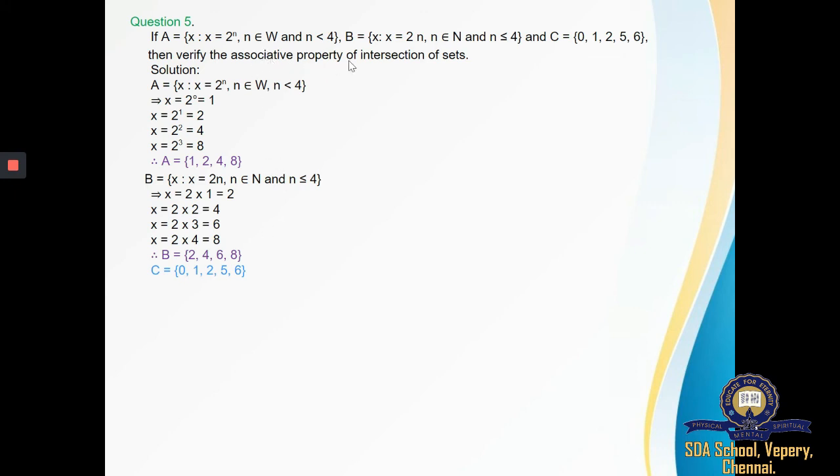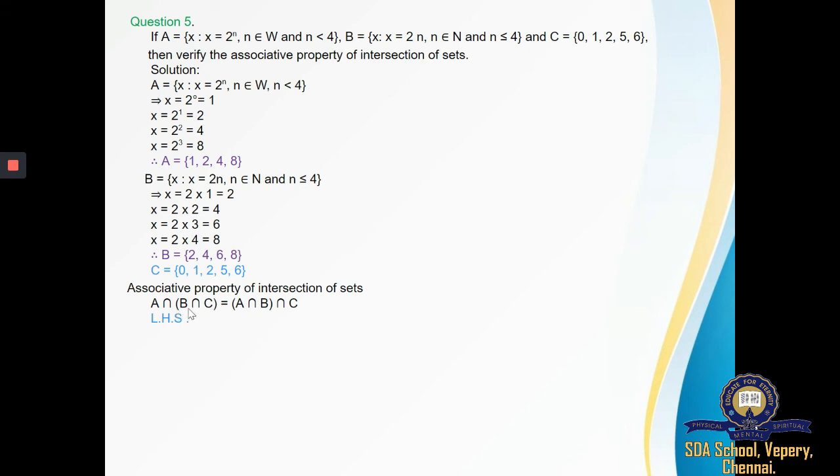Now let us proceed with the associative property of intersection of sets. First of all, let us write the definition of the associative property of intersection of sets. It is A intersection (B intersection C) equals (A intersection B) intersection C. All right. So I have to write my LHS first.